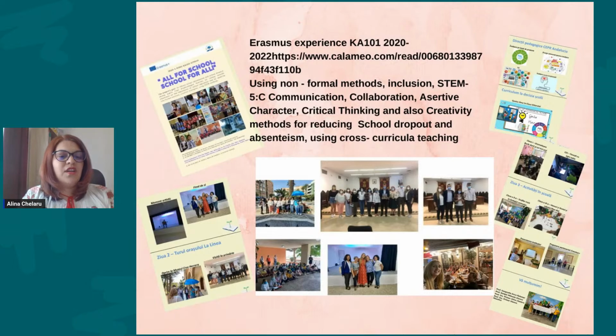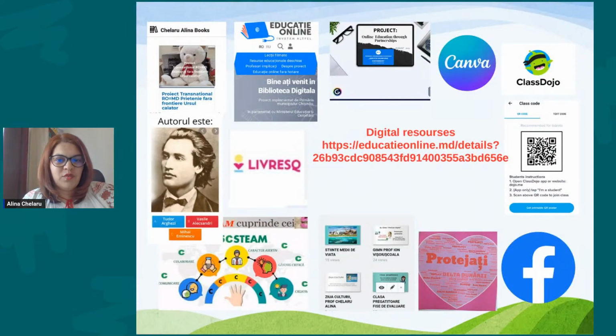I had a start before because I was part of an Erasmus project called All for School, School for All, in Spain, and I saw so many interesting things, teaching with Bluebot or CubeMarch or Light Table for children with disabilities, and it was a great experience because I learned so much, and I shared it with other teachers, of course.